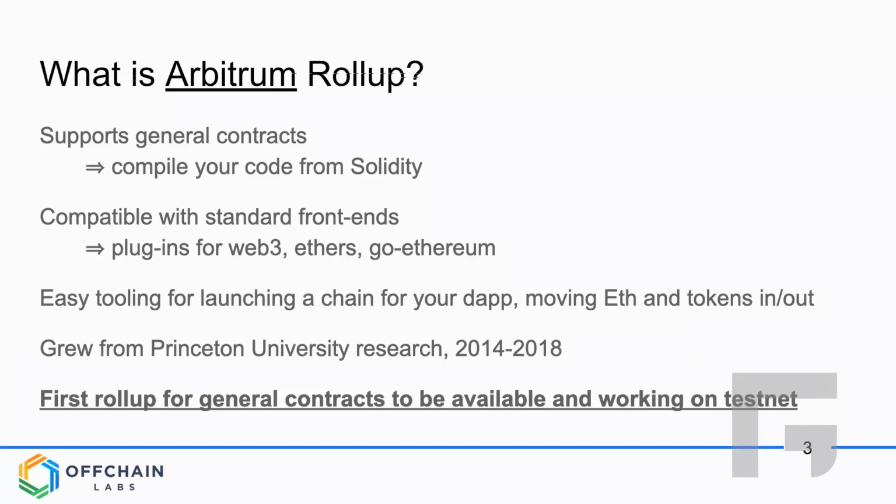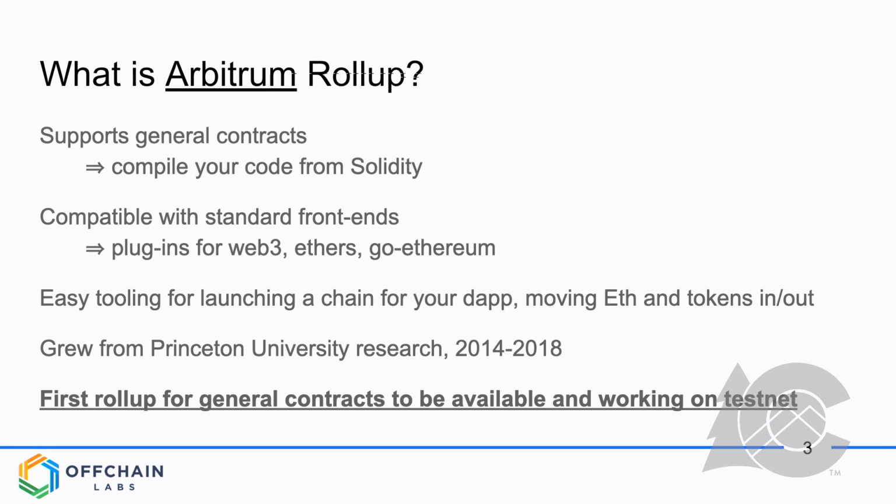Arbitrum Rollup is a Rollup approach that is our product. It supports general smart contracts. We compile your code from Solidity, so you don't need to modify your code except in the slightest way. It's compatible with standard front ends, so we offer plugins for Web3, Ethers, and Go Ethereum, so that you don't need to rewrite your front end. The user can use the same browser-based front end that they want, working with MetaMask or a standard wallet, and you just have to change a few lines in the initialization of your front-end code in order to pull in our plugin.